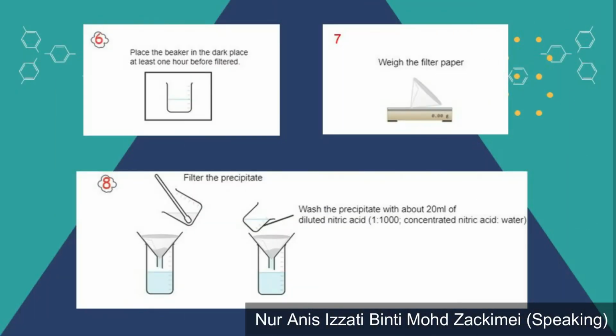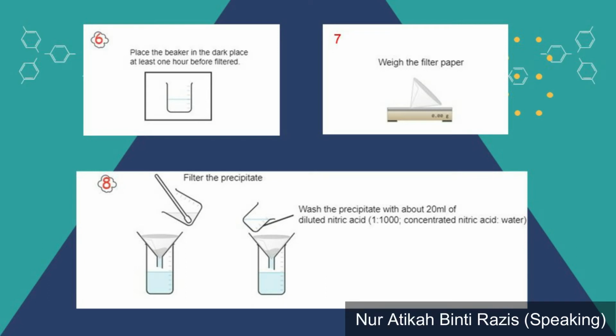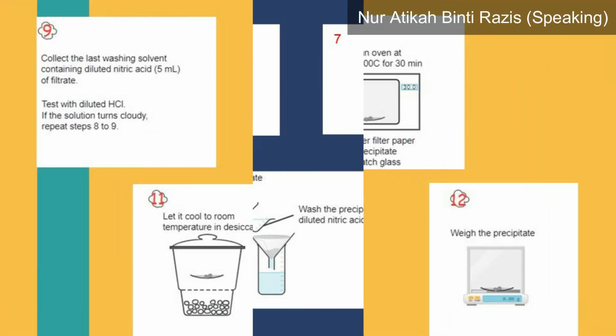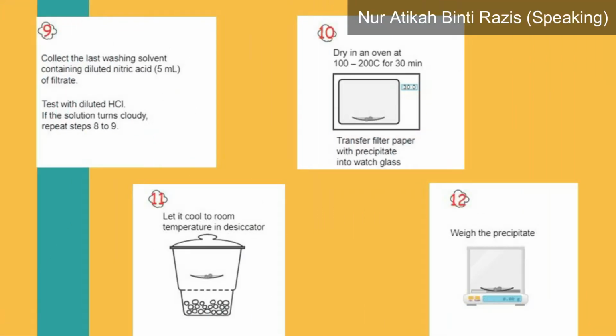Then, place the beaker in the dark and let it sit for at least 1 hour before filtering. While waiting, weigh the filter paper. Filter the precipitate and wash it with about 20 ml of diluted nitric acid, 1 to 1000 in water. Collect the last washing solution containing diluted nitric acid, take 5 ml of the filtrate and test with diluted hydrochloric acid. If the solution turns cloudy, repeat steps 8 to 9.